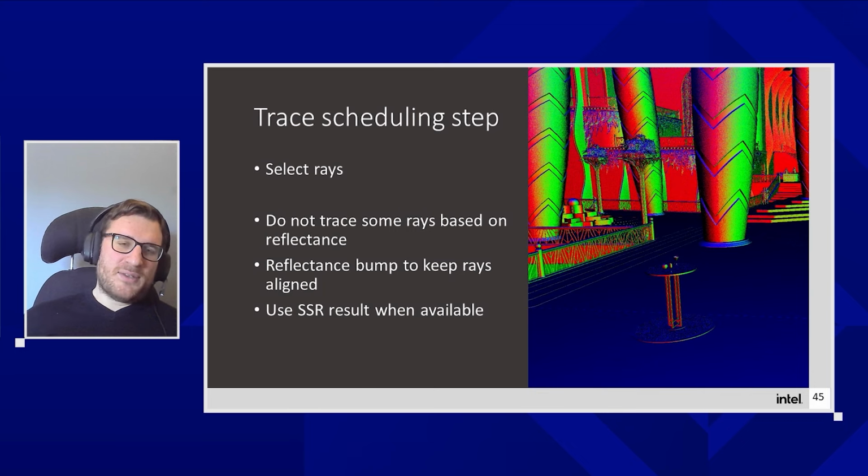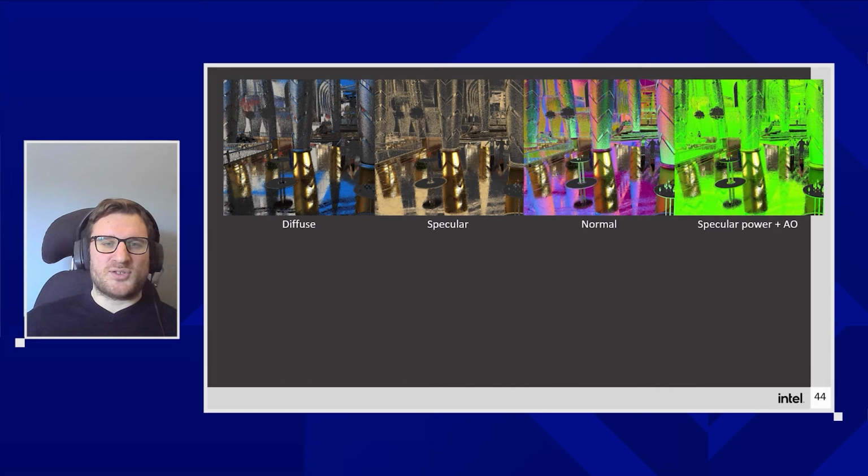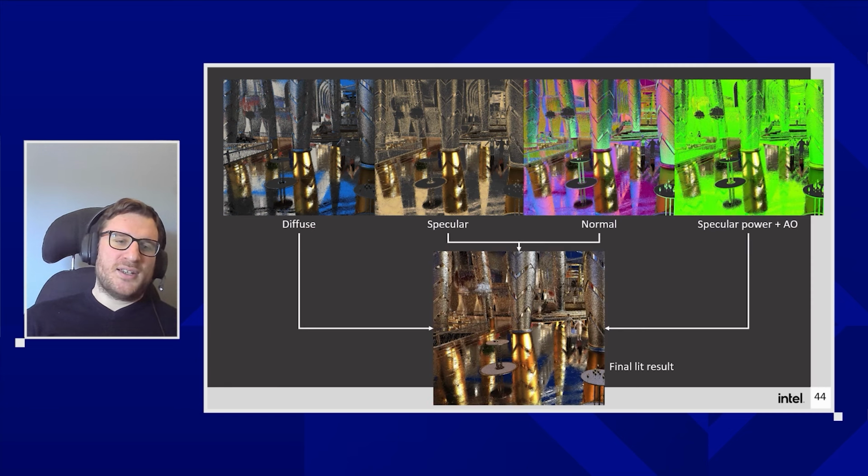After we have scheduled these directions, we can feed them to the ray tracer, and what we get on the other side is something called a G buffer sample. Once we hit a surface, we convert the existing G buffer shaders that we have into actual ray tracing shaders, as I described in the previous part of the presentation. This returns 4 different G buffer samples in our case: diffuse, specular, normal, and specular power. These 4 inputs get fed together into a lighting algorithm that creates the final lit result.